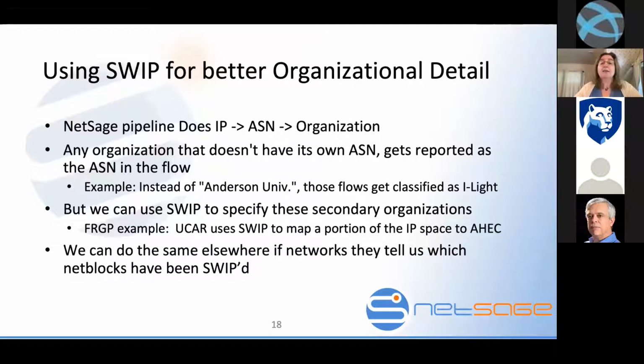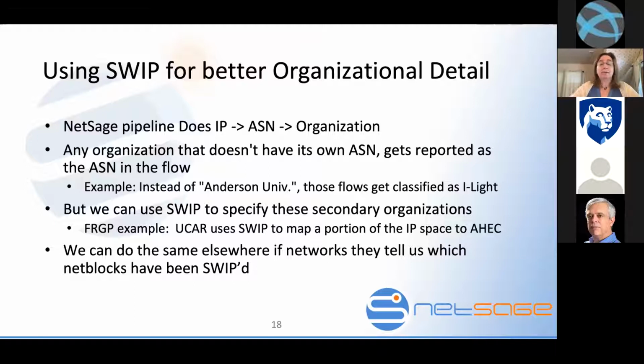Internationally, the way that you see this is you have entire countries where the regional network has all of the IP space for all of the universities in that country. So for example, in Uganda, 90% of the traffic gets labeled RENU, which is their national network. However, we can now use SWIP to specify secondary organizations.